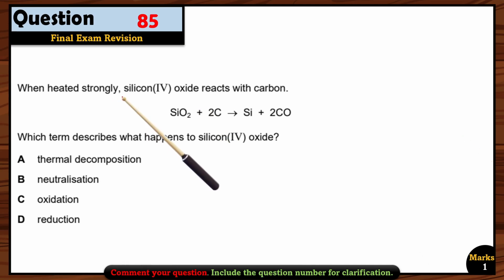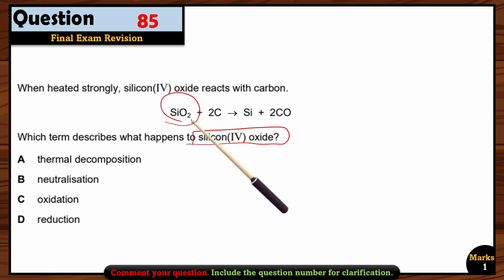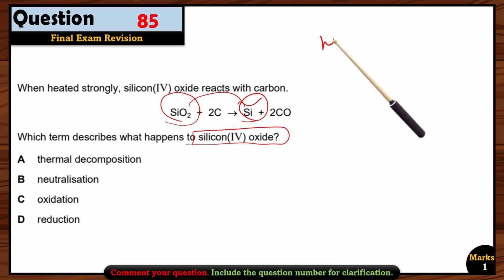When heated strongly, silicon oxide reacts with carbon. Which term describes what happens to silicon oxide? If you see, this is your silicon oxide, right? And in the product, what happened? The silicon is just alone without oxygen. So what does it mean? Oxygen has been removed. So when oxygen is removed, that is called reduction.